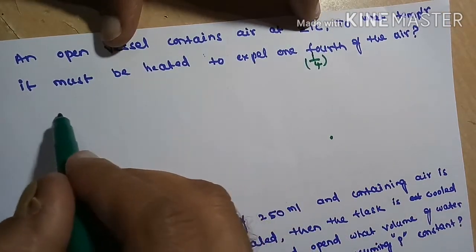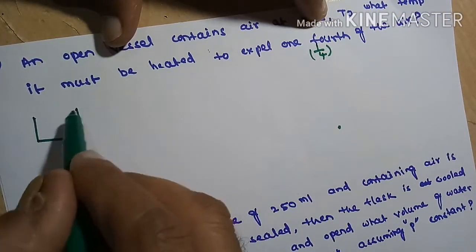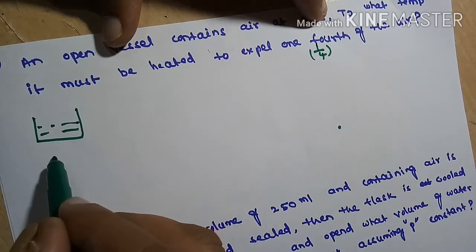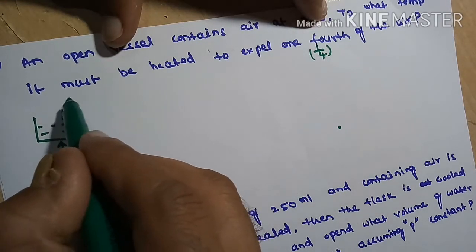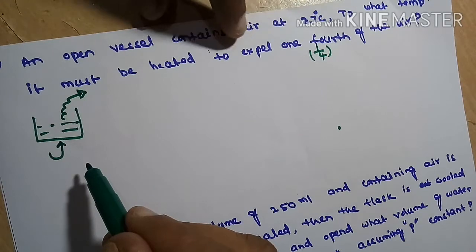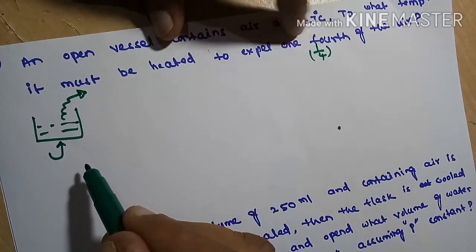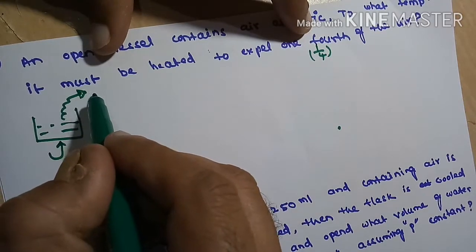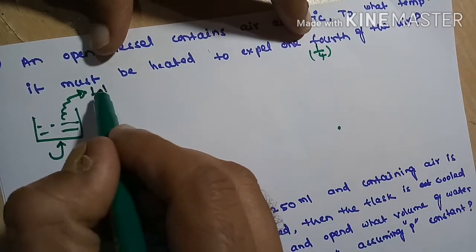So, an open vessel. Let us take an open vessel. Here, gas is present. If you heat it, what will happen? Some of the gas is expelled out. How much gas is expelled out? 1/4 of the gas is expelled out.